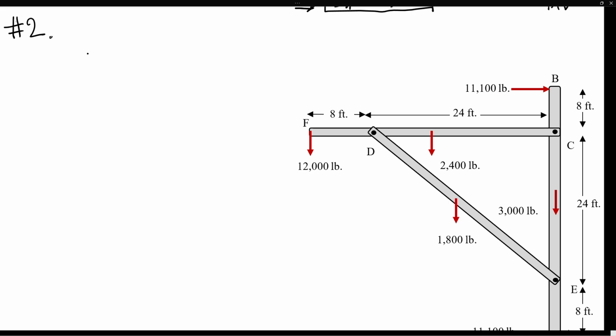What you do to analyze the frame is just free one of the members of the frame. It doesn't matter which one you free, just free one of them. So we get 3 members here: CDF, DE, and also the post member.